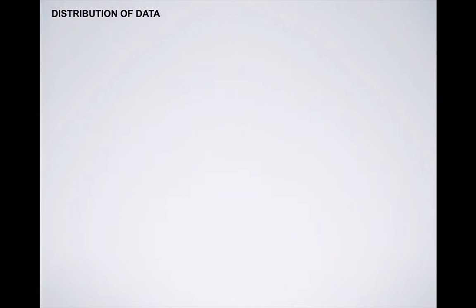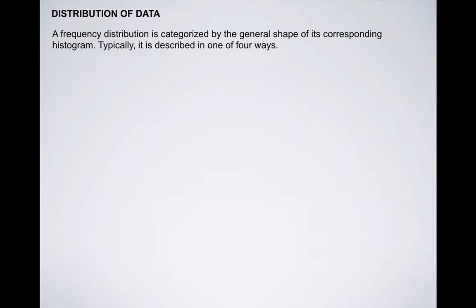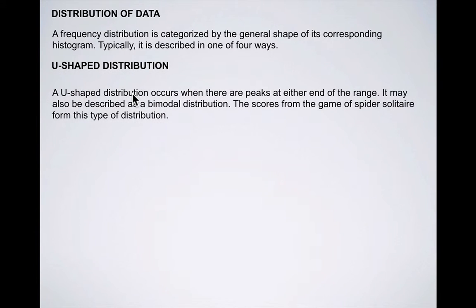So I'd like to talk about distribution of data and some patterns you might see when you look at frequency distributions. Now, typically we can describe it in one of four ways. The first way is a U-shaped distribution. A U-shaped distribution occurs when there are peaks at either end of the range. It may also be described as bimodal.